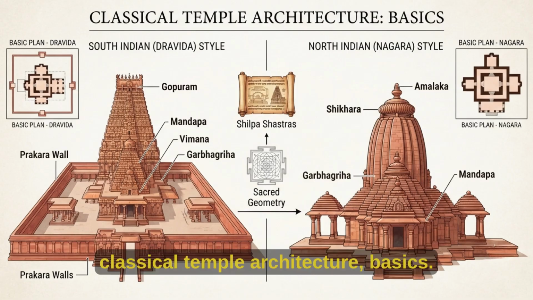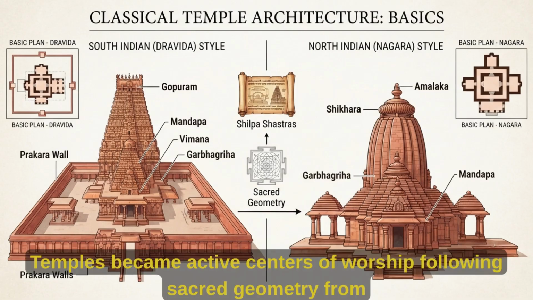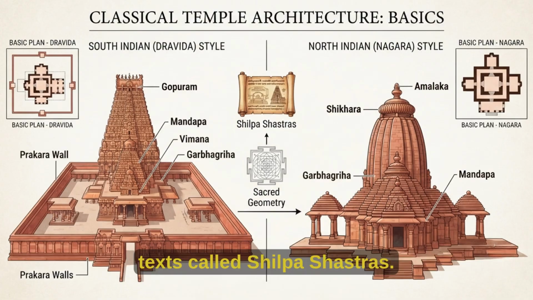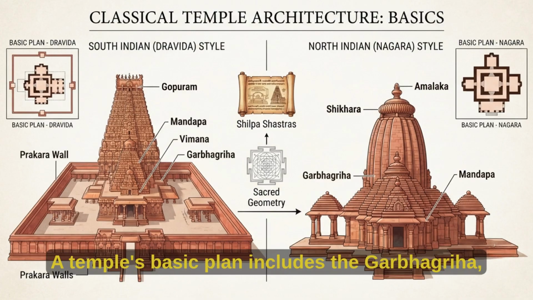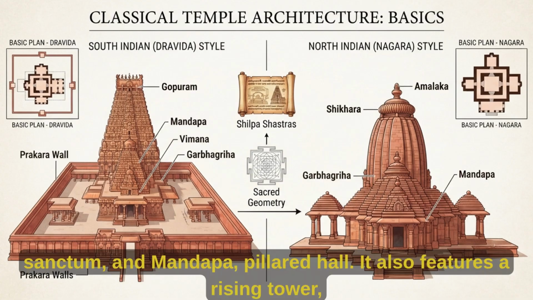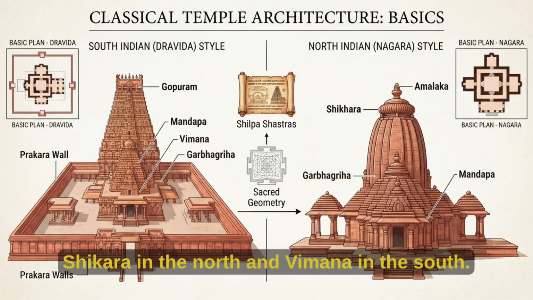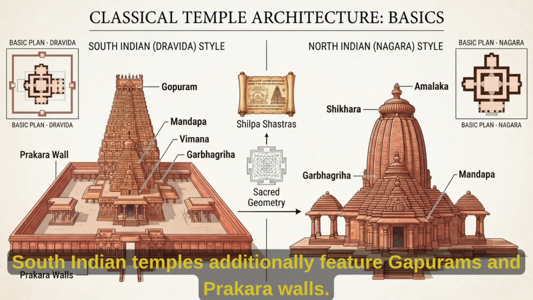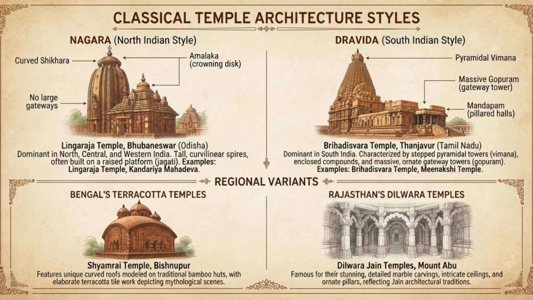Classical temple architecture, basics. Temples became active centers of worship following sacred geometry from texts called Shilpa Shastras. A temple's basic plan includes the Garbhagriha, sanctum, and mandapa, pillared hall. It also features a rising tower, Shikara in the north and Vimana in the south. South Indian temples additionally feature gopurams and prakara walls.